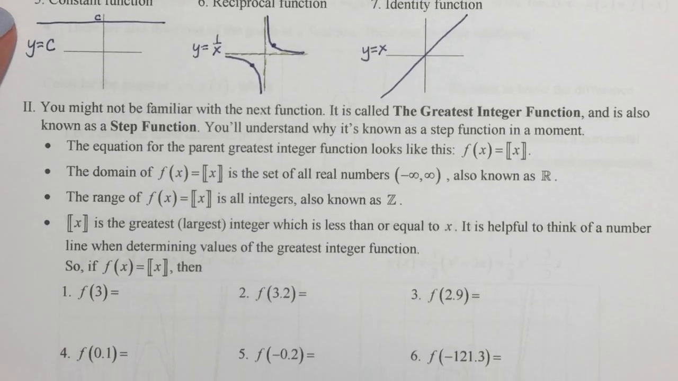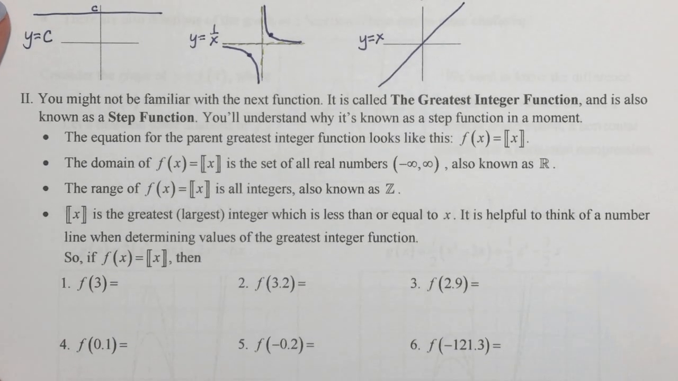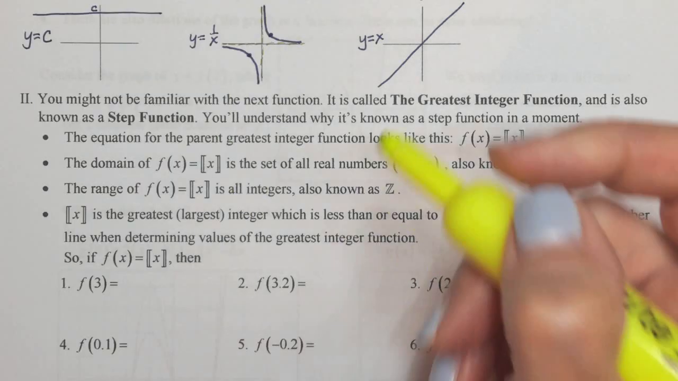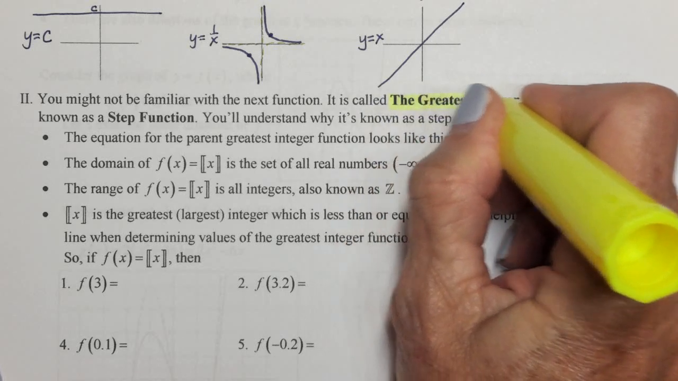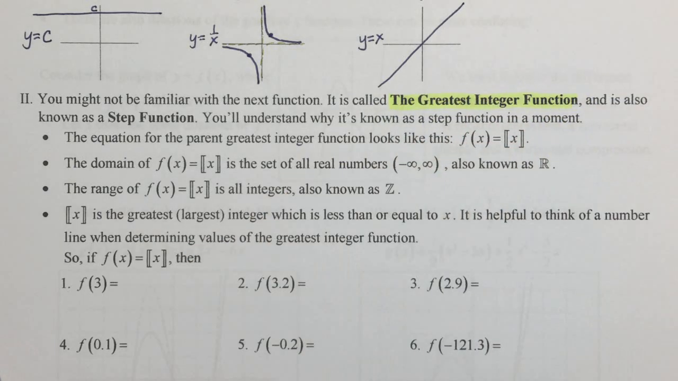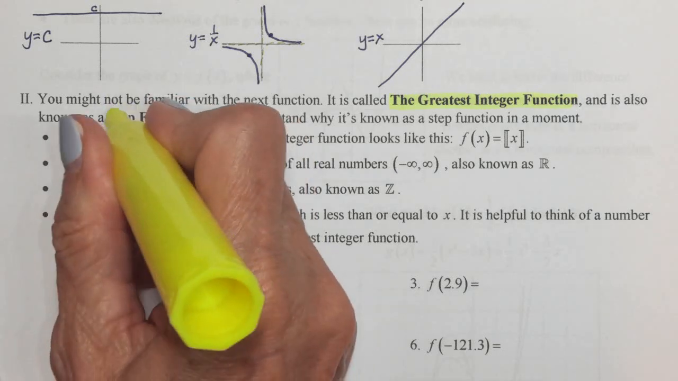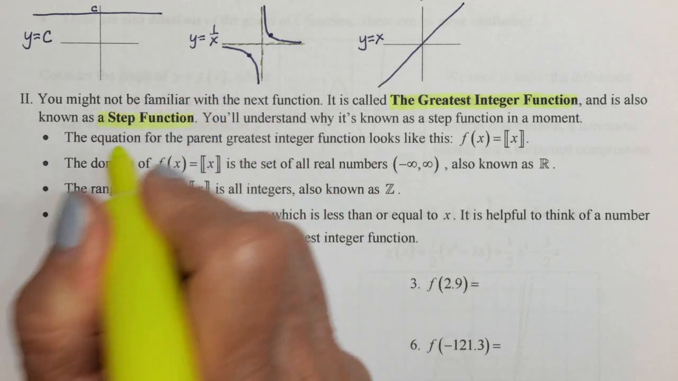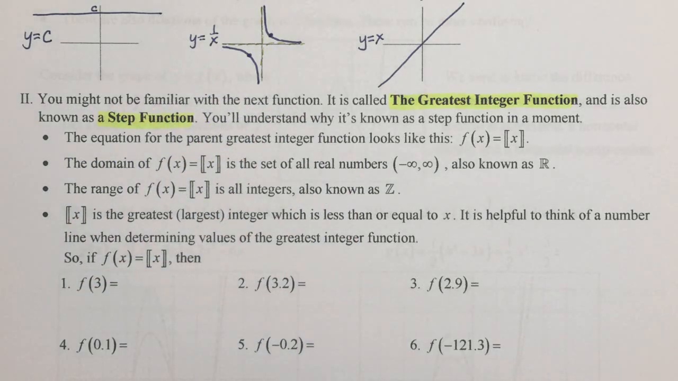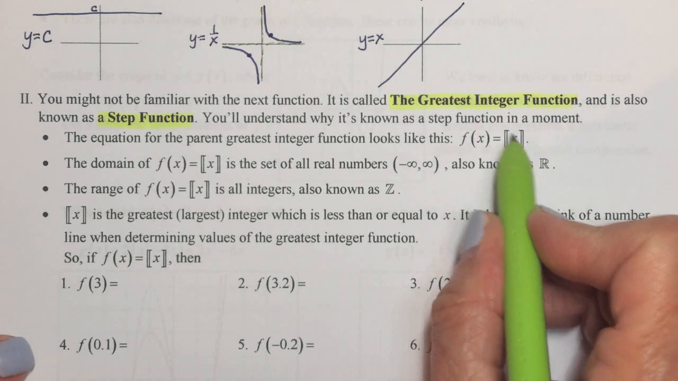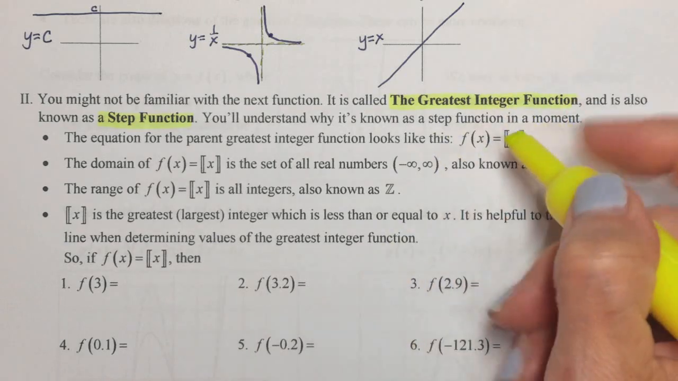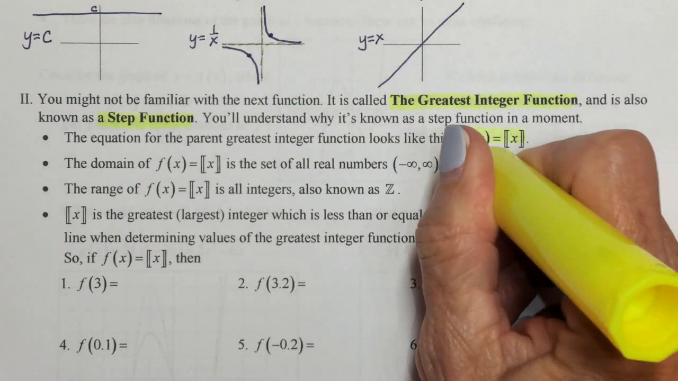Alright, you might not be as familiar with this next function called the greatest integer function. If you are a highlighting type of person, like me, you might want to highlight that. That's a new function for us. It's also known as a step function. It is not the only step function, but it is known as a step function. We'll look at why in a second. And the equation for that looks a little bit different. It has this equation: f of x is equal to the greatest integer of x.